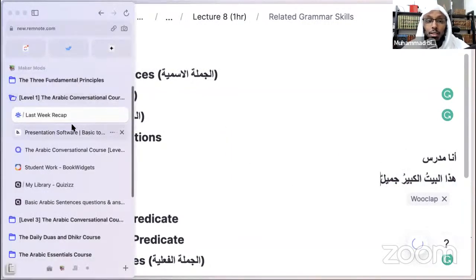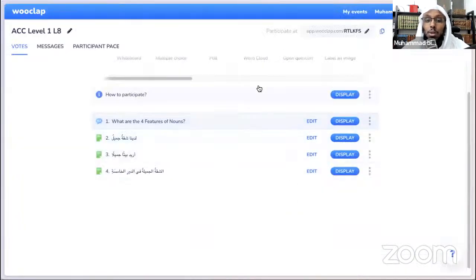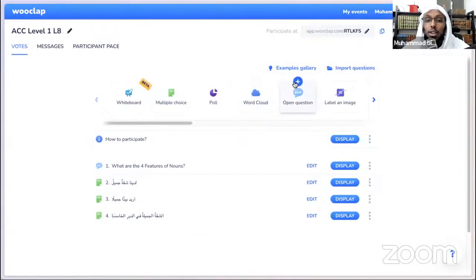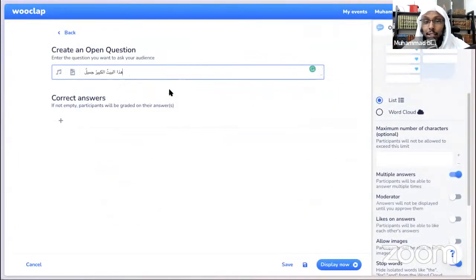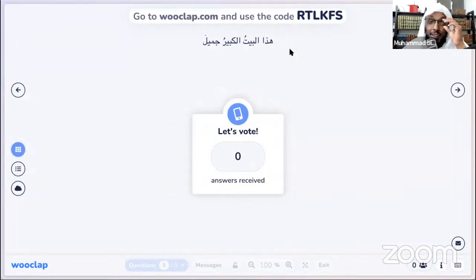How about this sentence? I want you to translate it. I'll even give you the meaning of every single word separately, just to prove to you that knowing the meaning of each word in terms of vocabulary doesn't mean you'll understand the sentence. So I'm giving you this sentence. You all know what bait means. Kabir means big. Jamil means beautiful. You all know what hada means. Bait is house. I want you to translate the sentence now. Go ahead. هذا البيت الكبير جميل.